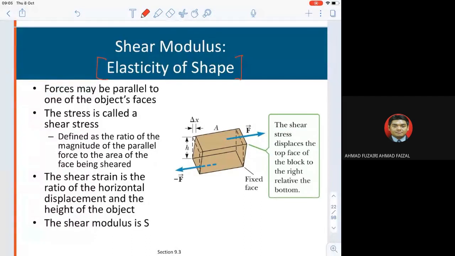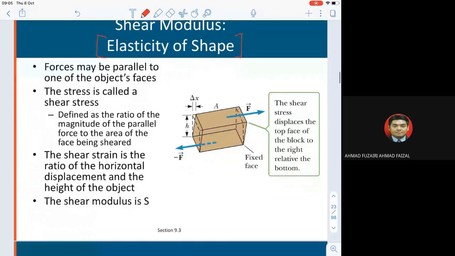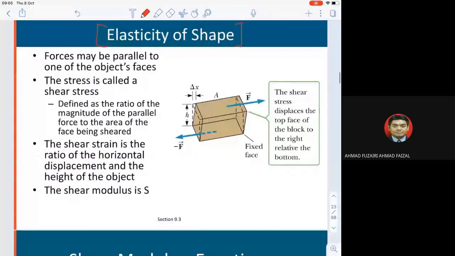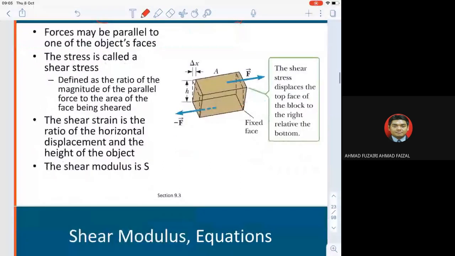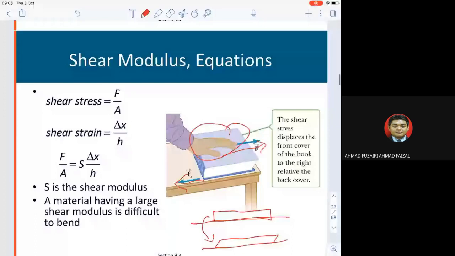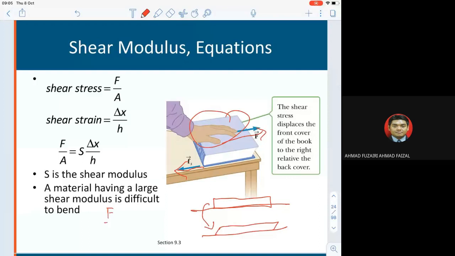The stress is called shear stress, defined as the ratio of the magnitude, and the shear strain is the ratio of the horizontal displacement and the height of the object. So that's why for the shear modulus, okay, we may have to use F over A is equivalent to S, and delta X over H. Okay, F over A is normal, it's a force per unit area, and this one is the shear modulus. Okay, and delta X, what is delta X?